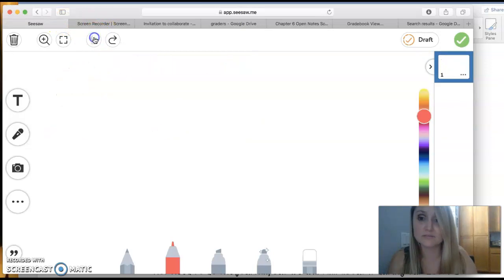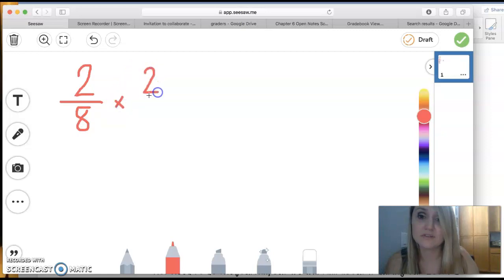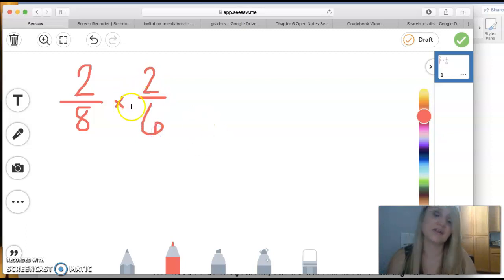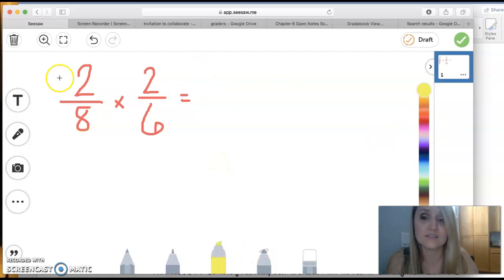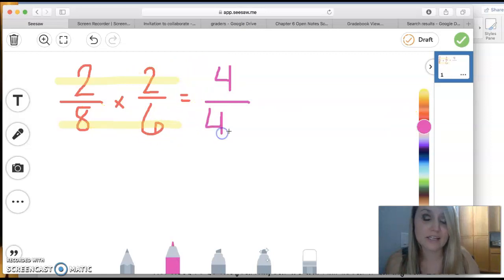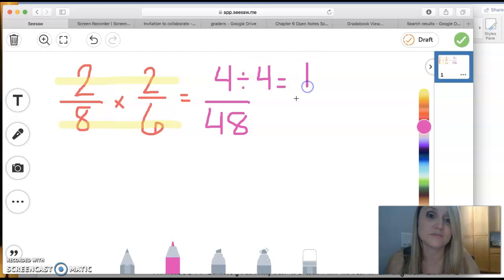Let's do 2/8 times 2/6. Okay, so here again, you could go straight across, which is how you do multiplication. So you could do 2 times 2 and you get 4. 8 times 6 and you get 48. But now you have to go, okay, I have to reduce it. So you'd have to be able to remember to reduce.